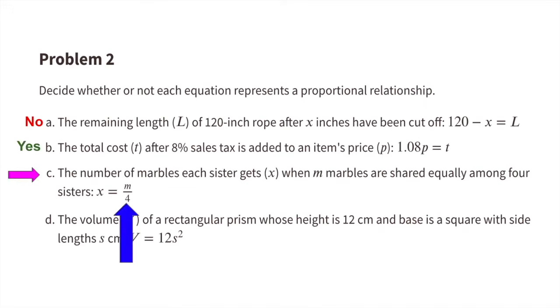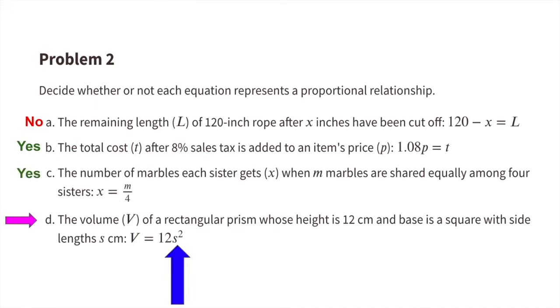C. The number of marbles each sister gets, X, when M marbles are shared equally among 4 sisters. X equals M divided by 4. X equals M divided by 4 is the same thing as 4 times X equals M. So if there's a division sign or a multiplication sign, it tells me that there will be a proportional relationship.